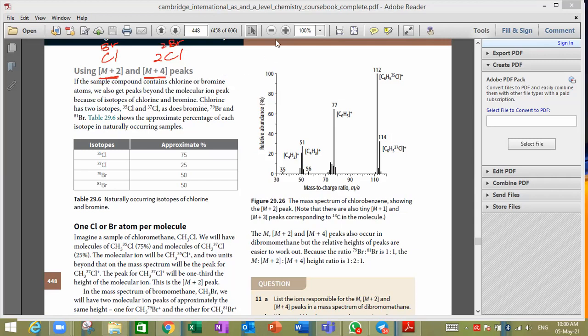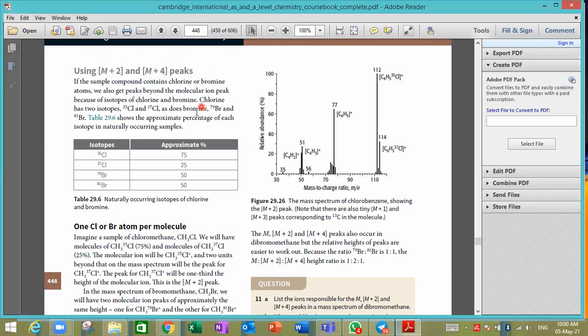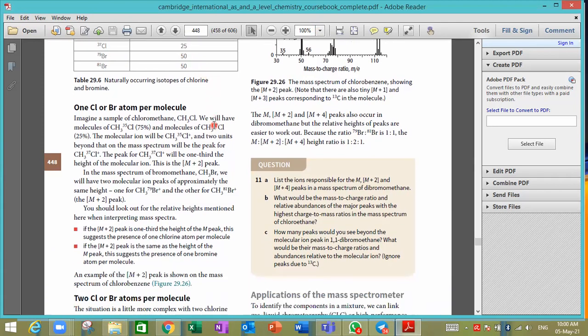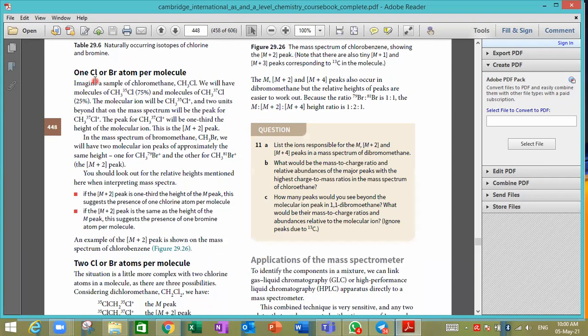Now, we know that chlorine has 2 isotopes, chlorine 35 and chlorine 37. Chlorine 35 has a 75% relative abundance, and chlorine 37 is only 25%. And bromine also has 2 isotopes, 81 and 79, each of them 50%. So if we have only 1 chlorine atom or 1 bromine atom per molecule, then we are going to have an M plus 2 peak.